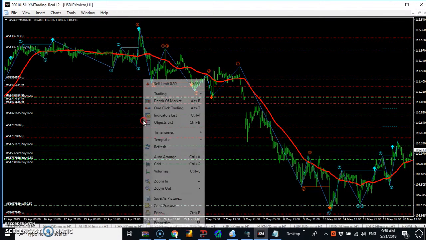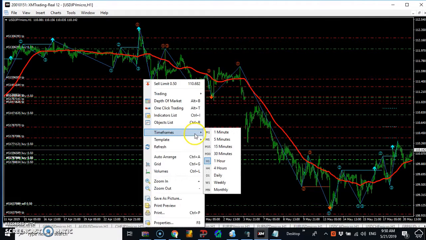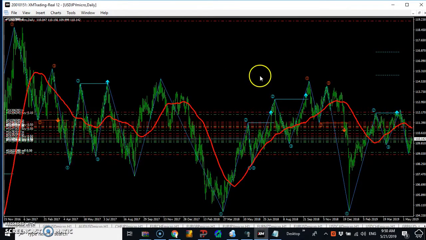Now let me see if I can show you on the daily, and let's see what it looks like on the daily. Okay, this is your 1 2 3 on the daily. As you can see, look at your tree. 1 2 3 daily is pointing up for you. So you see that here 1 2 3 daily is pointing down for you.